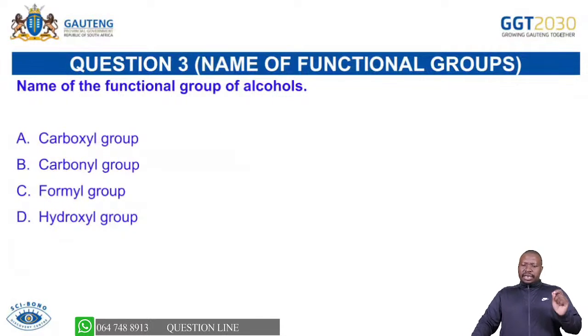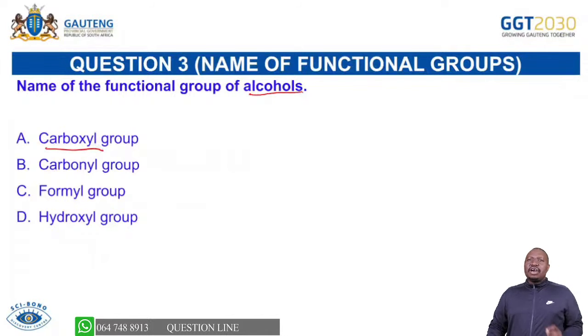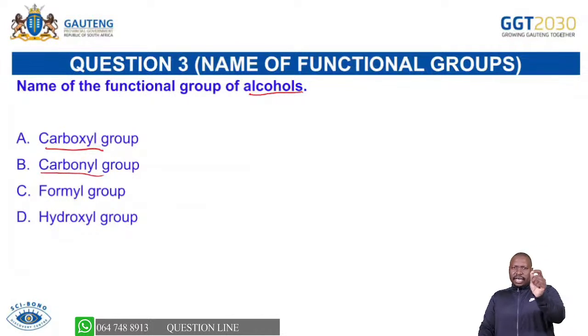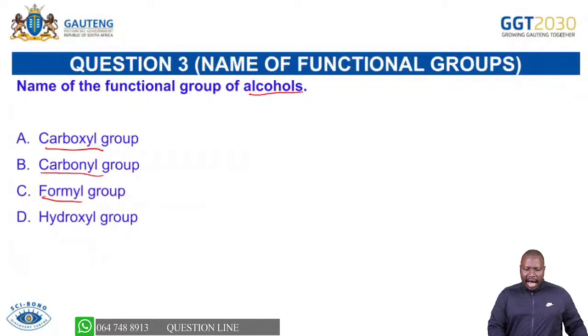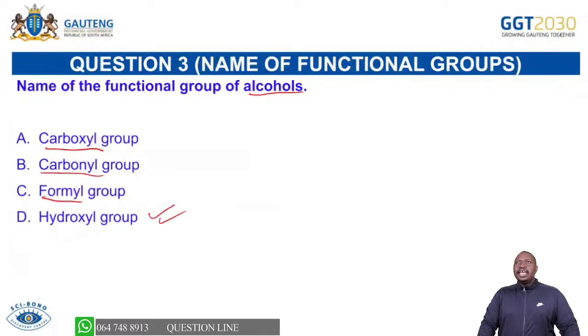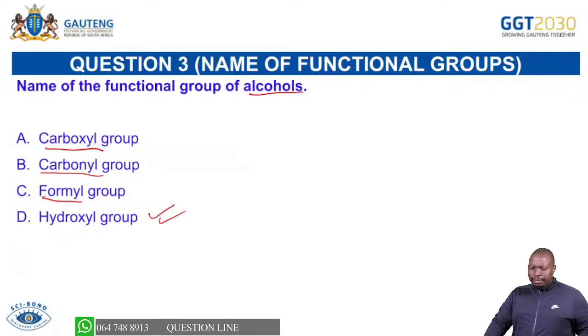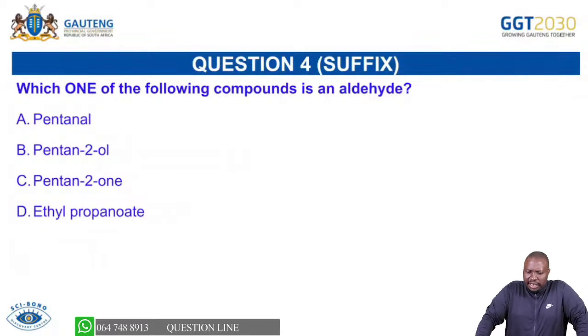Now we're saying, name of the functional group. So you see the importance of knowing the names of the functional groups. You have got to know that carboxyl group is for carboxylic acids. Carbonyl is for ketones. Formyl is for aldehydes. Hydroxyl is for alcohol. So you know that you have hydroxyl there. You got the 2 marks. Remember, these questions are coming from previous question papers. Hence, we are saying do this and do it, and you will be able to enjoy yourself.